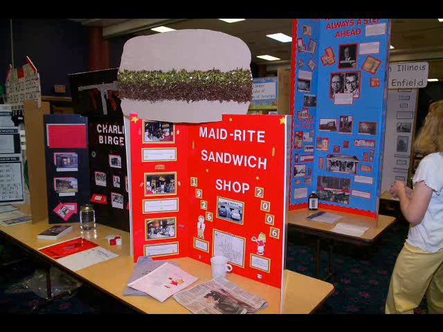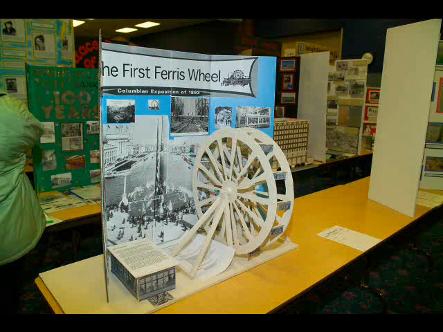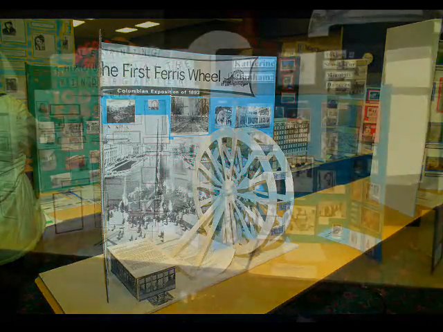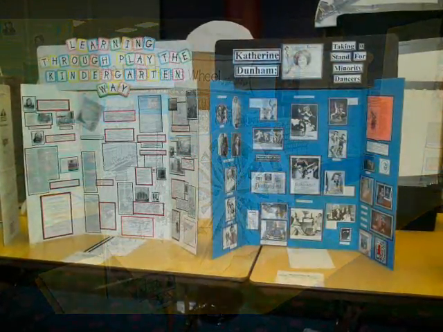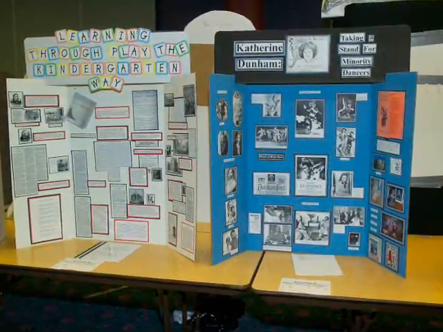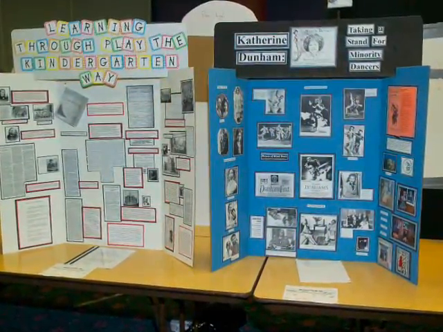Mainwright needs a thesis statement and more text. Remember, explanation means using text to tell your story. The Ferris wheel has a cool model and a good-looking display board with photographs, but once again, not a sufficient amount of text to tell the story. This exhibit on Katherine Dunham has good orientation, segmentation, and explanation.